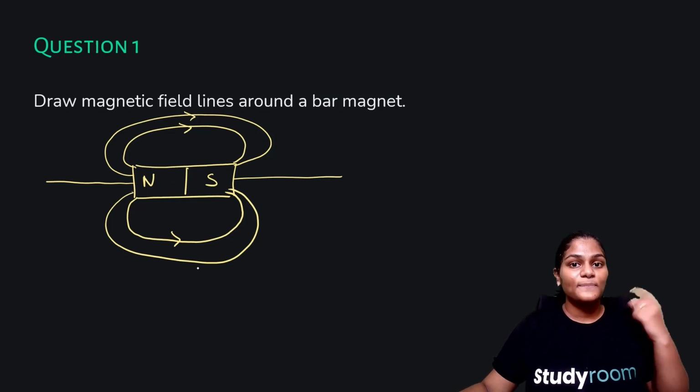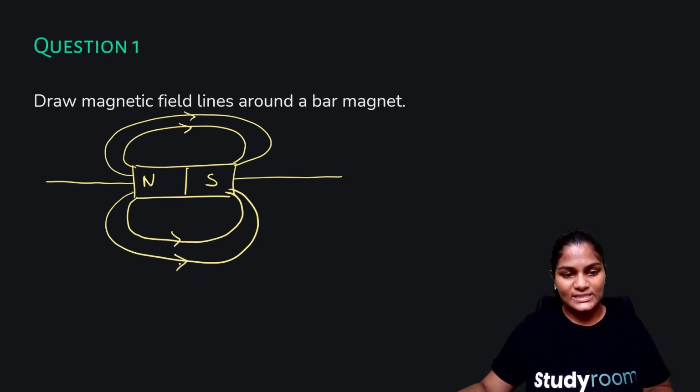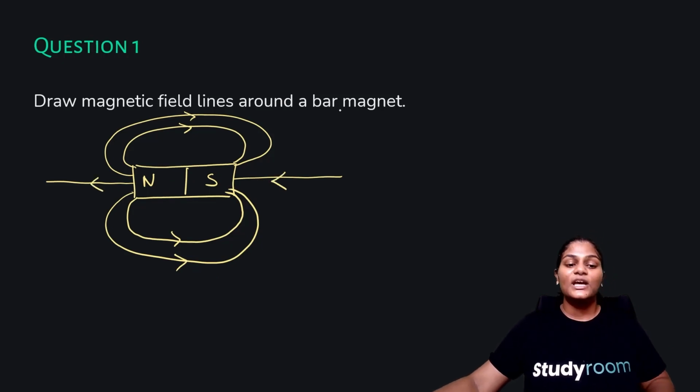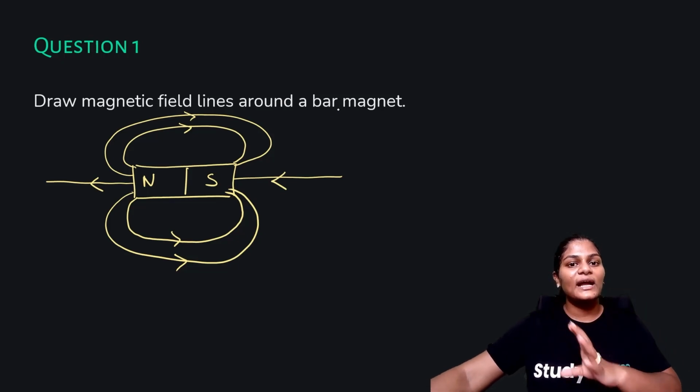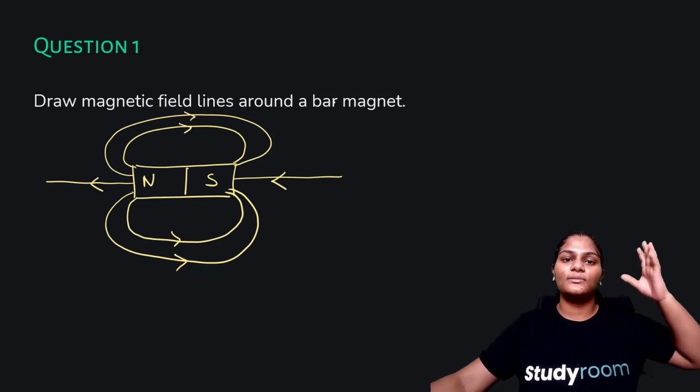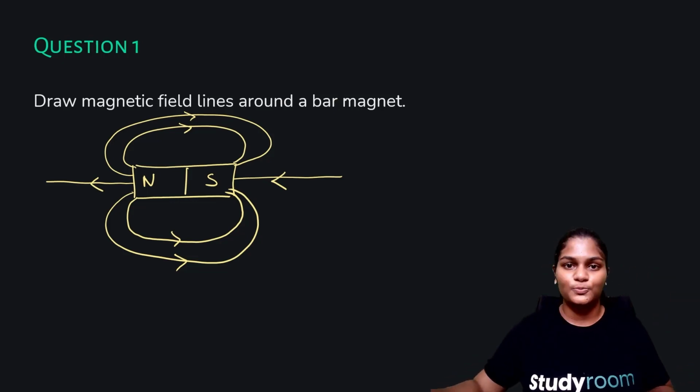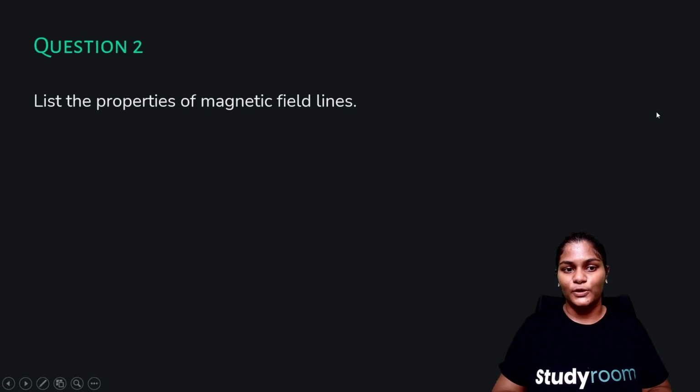This one again, outside, north to south, so this direction. And these straight lines we know, north is the exit and south is the entry, right? Great. You can write here on the side that inside the bar magnet, the magnetic field lines move from the south pole to the north pole. Okay, great. Let's move on.